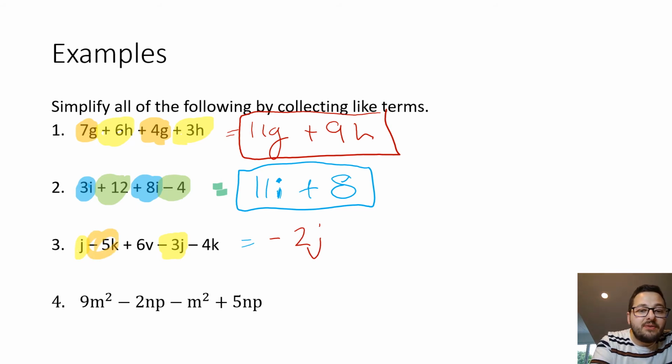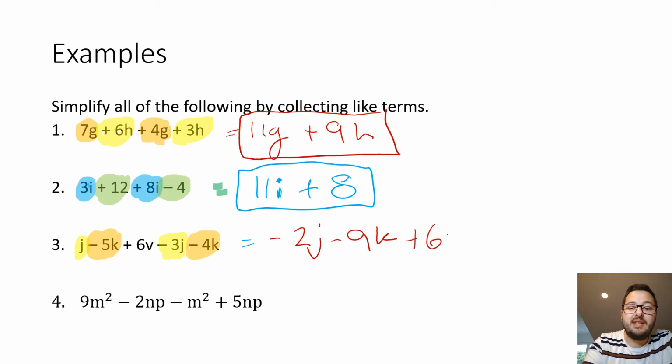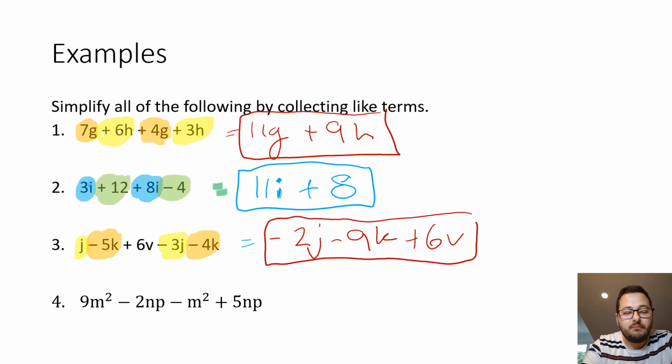Then what else have we got? Well, we've got minus 5k here and we've got minus 4k here. And minus 5 minus 4 is minus 9k. And then we've just got 6v on its own. Well, that doesn't have any like terms, so that's going to stay exactly the same as plus 6v. And that is that one.